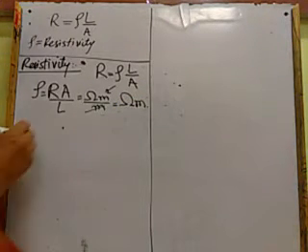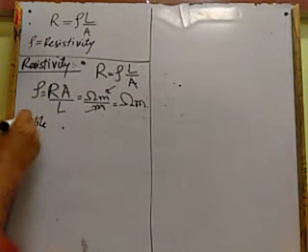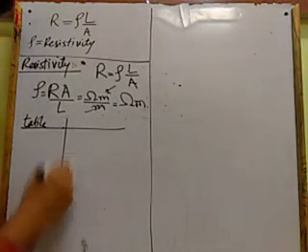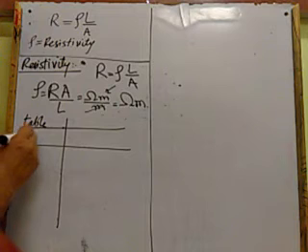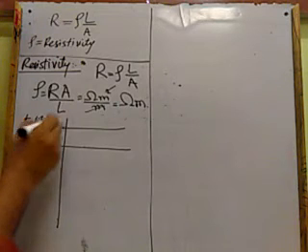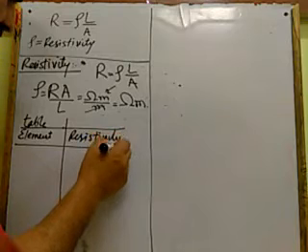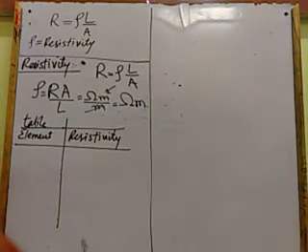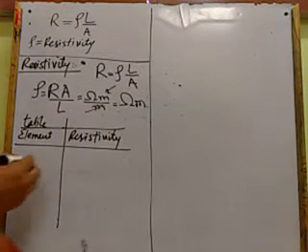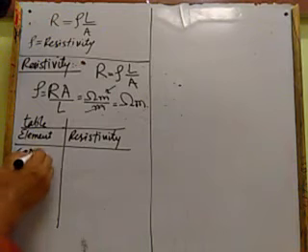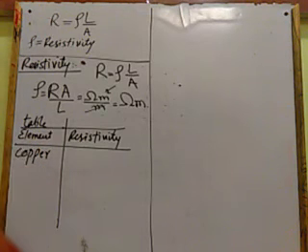We have a table given in the book, and the table basically describes the element and resistivity. Different elements have different values of resistivity, like copper. The detailed and complete table is given in the book, but I have written a few examples here.